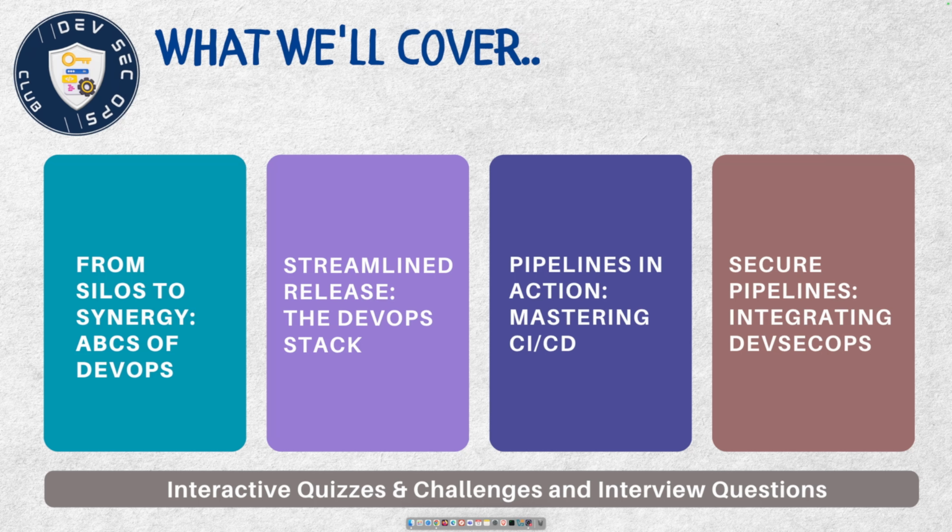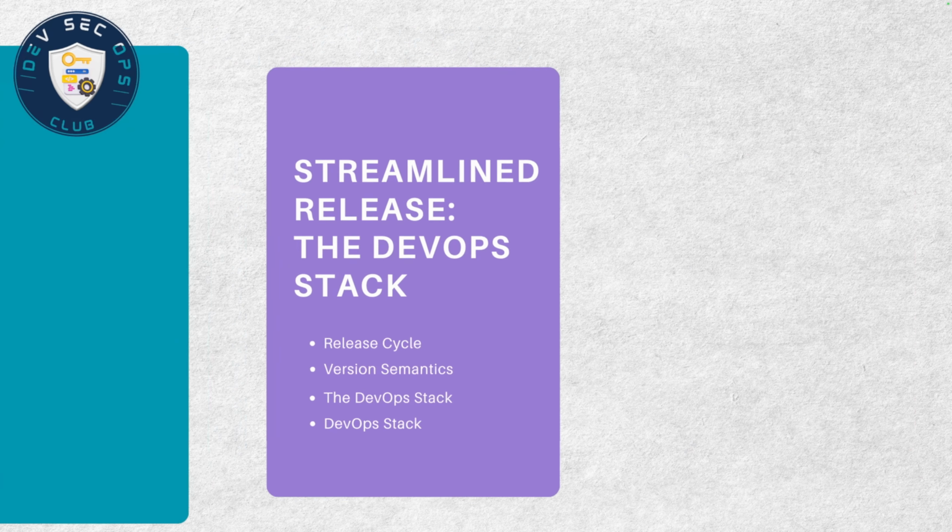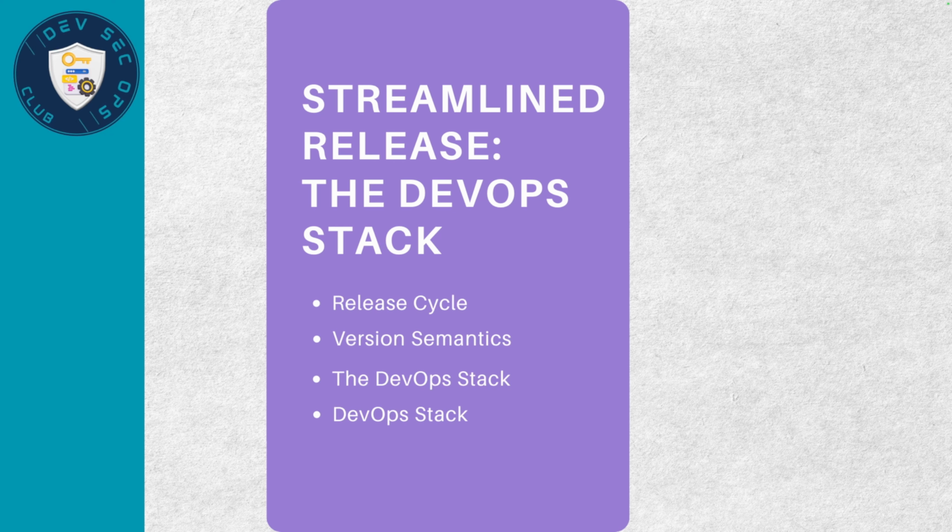In the previous section we learned how we can develop our application. In this section we will be talking about how we do the releases, I mean how we distribute our application to the end user. And yes, there is a reason. Let's see first what we will cover in this. So we will see the release cycle, version semantics, and the DevOps stack.